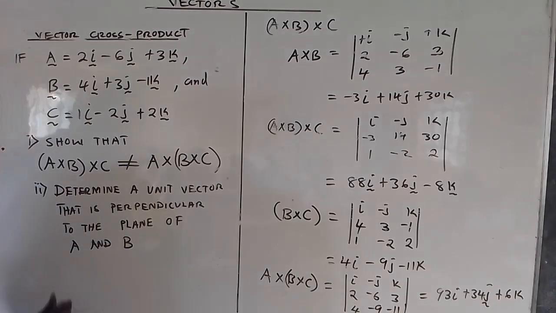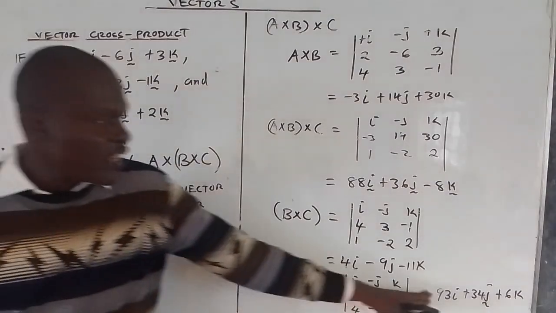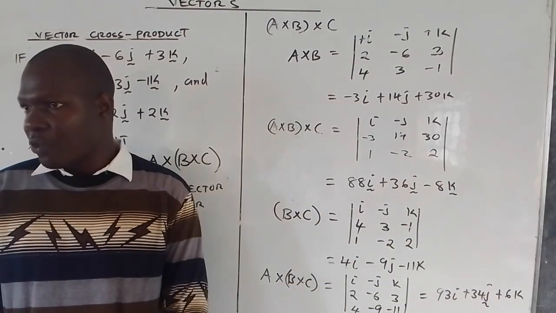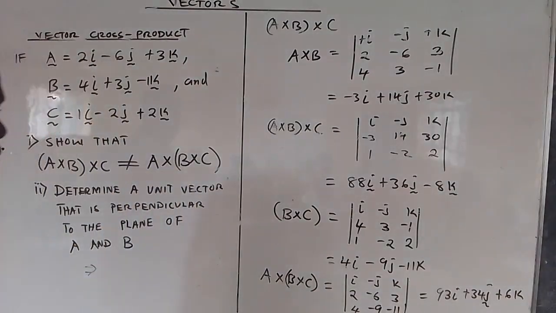So after that, you now say it therefore implies that this is not equal to this, based on the results you found. Are we together? Good. We have to be together.